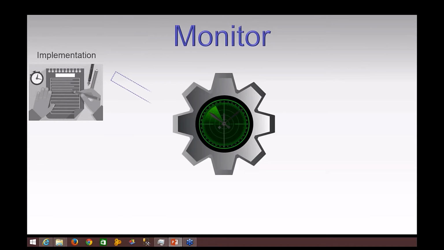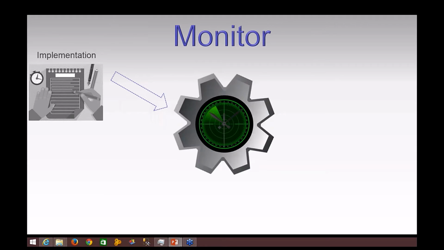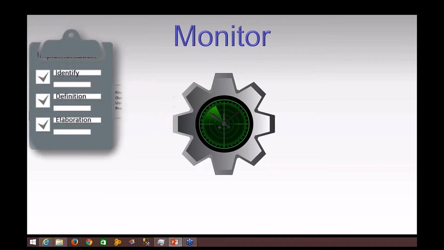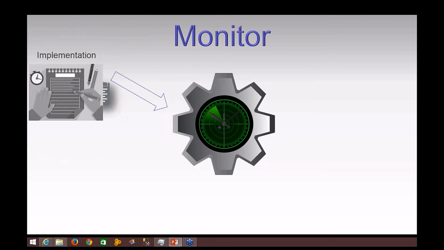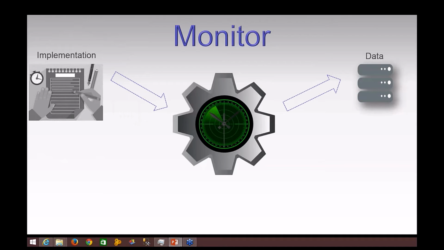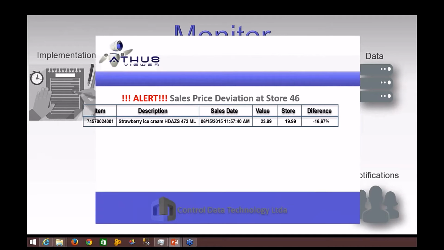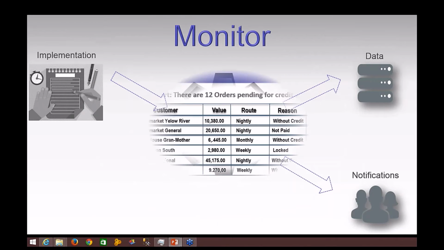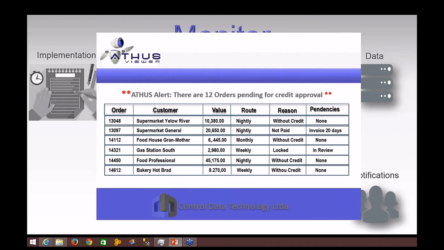So how does this now all work? You put this whole thing into Athus, it gets over there, the monitoring, and then the data that is associated with it will be reviewed, and then out of that you have notifications. For example, there is a price deviation somewhere that triggered an alert in the system. The system may not be 100% integrated. There is another alert coming up that there are orders pending for whatever reason. And the system will react to this and alert.